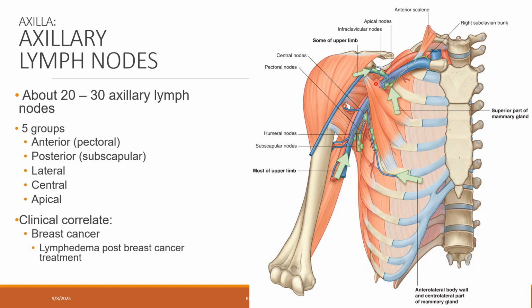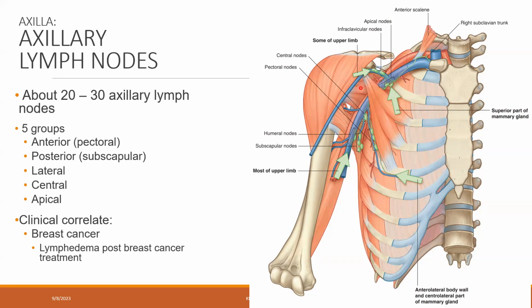So besides the mammary gland, these nodes are also taking lymph from some of the upper limb right here, as well as most of the upper limb right here. So basically, all of the upper limb is going to have its lymph drain into these nodes as well. So these nodes are clinically important, and you need to know them.